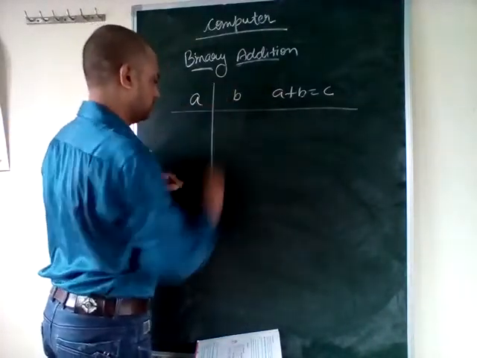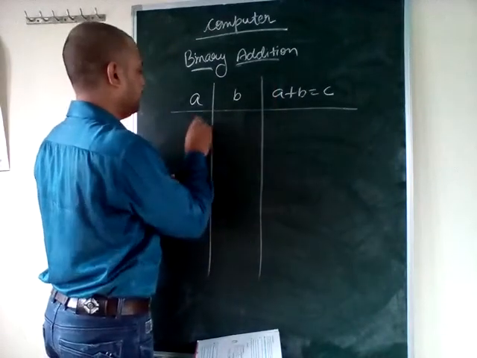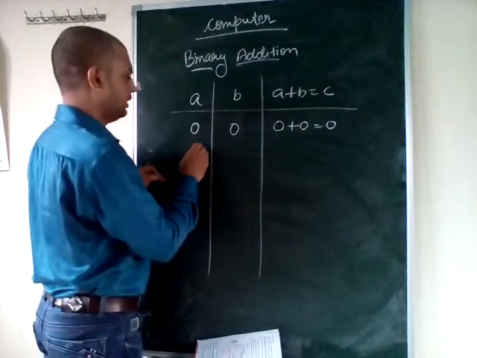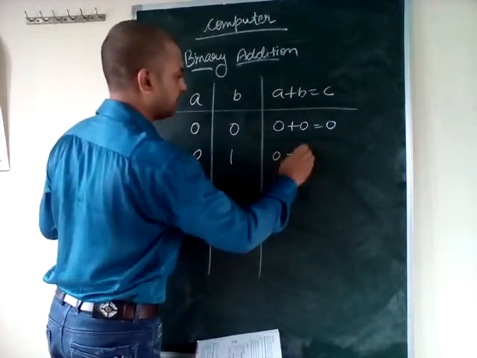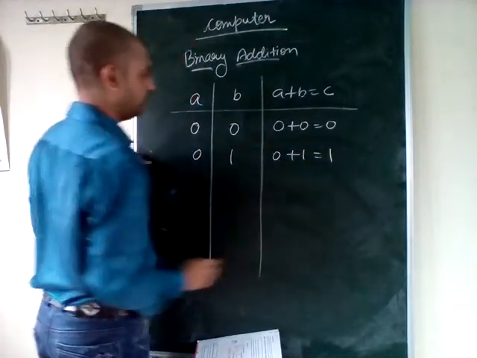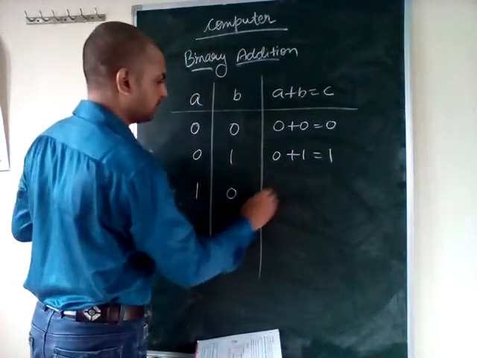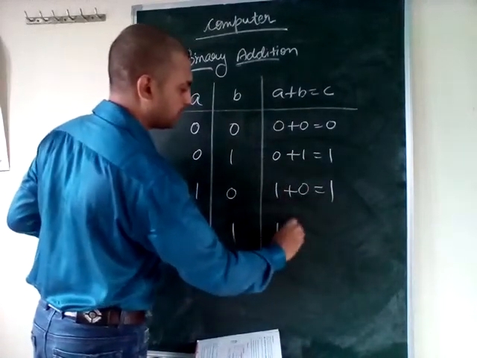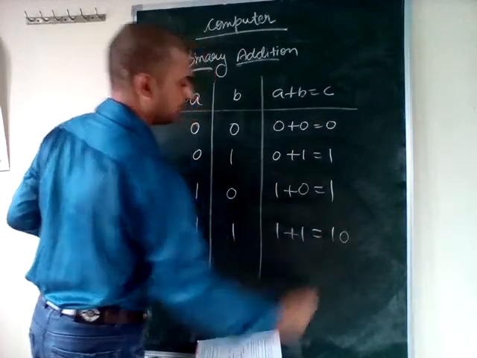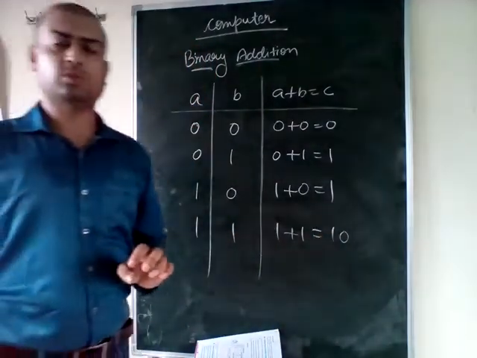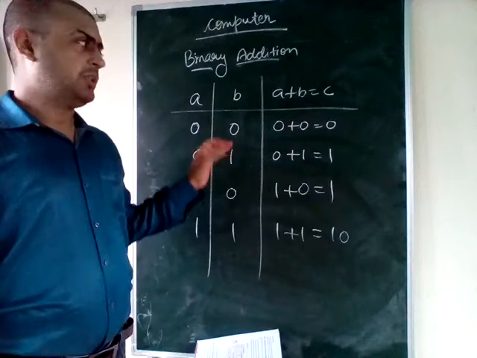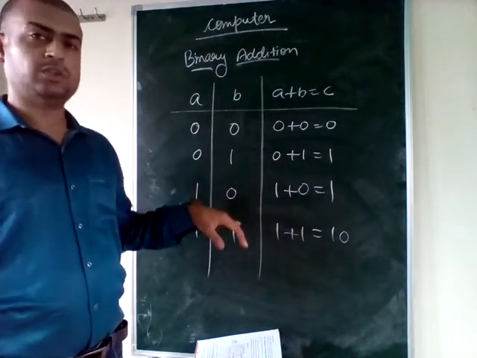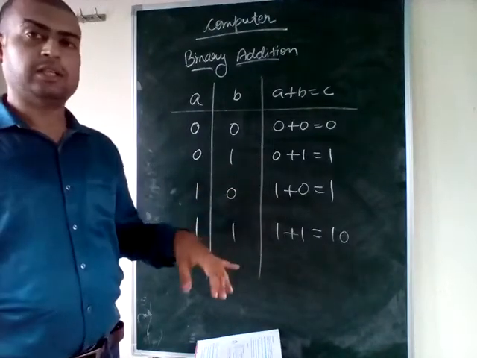So if both are 0 and 0, then 0 plus 0 is equal to 0. 0, 1, then 0 plus 1 is equal to 1. If 1 and 0, then 1 plus 0 is equal to 1. If 1 and 1, then 1 plus 1 is equal to 10. These are the four rules that we must know. 0 and 0, 0 will come. 0 and 1, 1 will come. 1 and 0, 1 will come. 1 and 1, 10 will come.